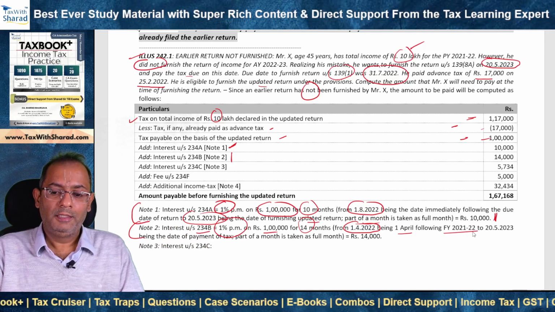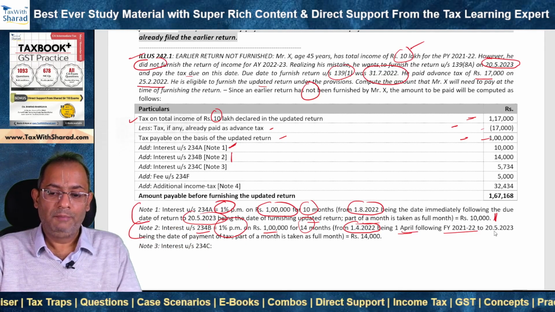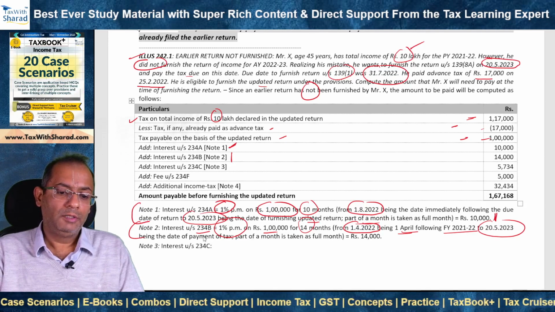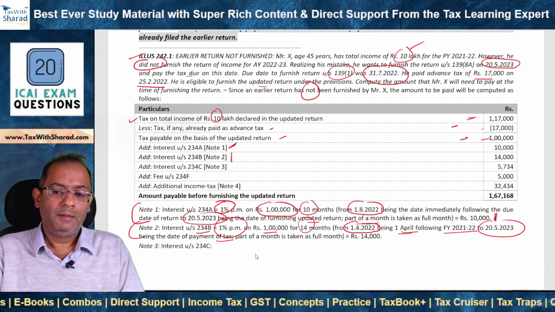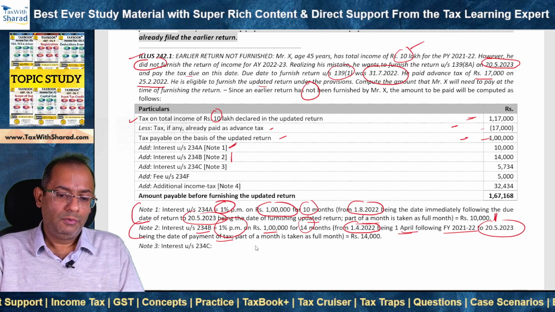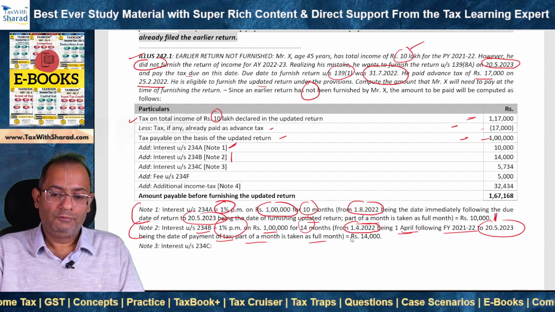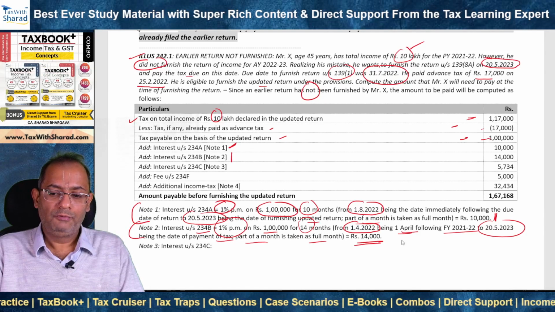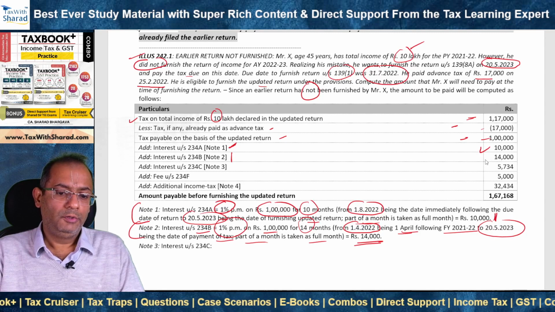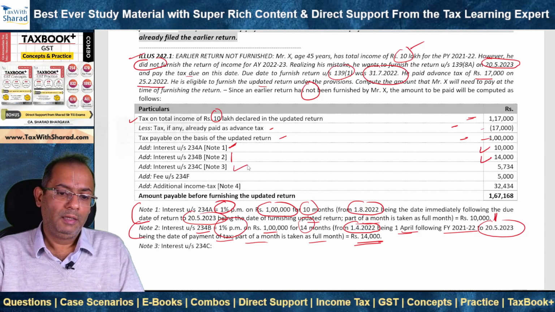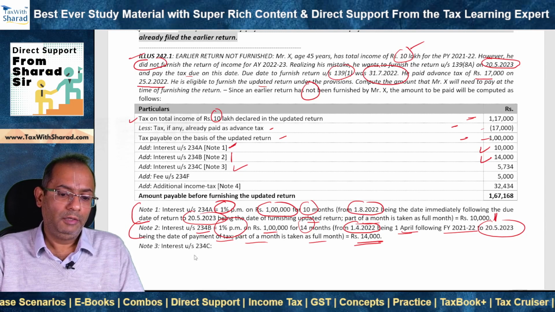And therefore, following this financial year, that means from 1st April to which date? To 20th May 2023, because it is the date of payment of tax before furnishing updated return. And this comes to, part of a month is taken as full month, so this comes to 14 months, and therefore interest comes to rupees 14,000. So interest under 234A is 10,000, 234B is 14,000. How about interest under section 234C?